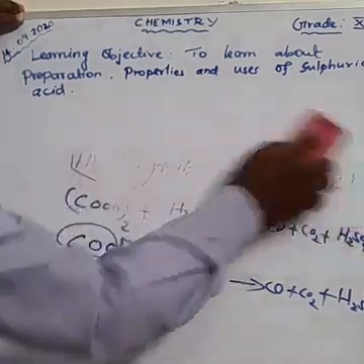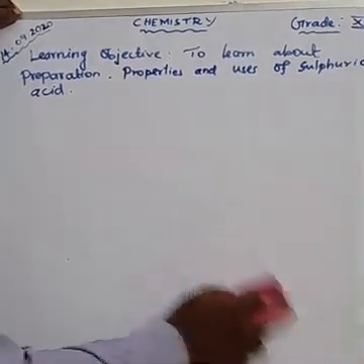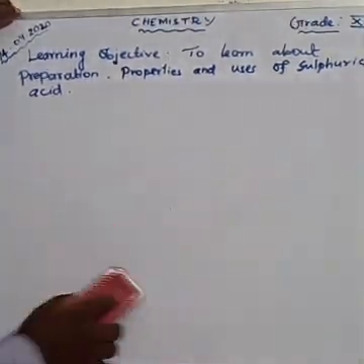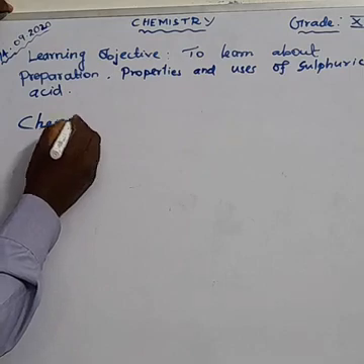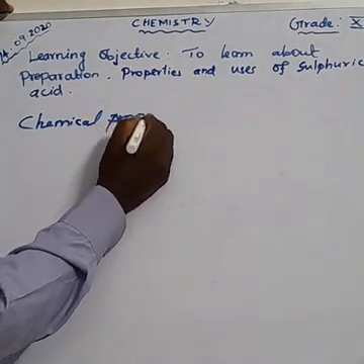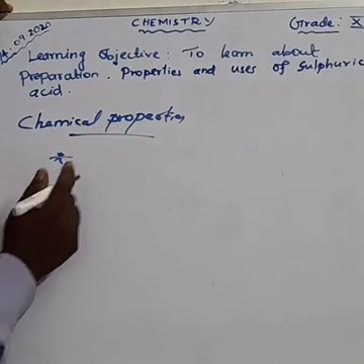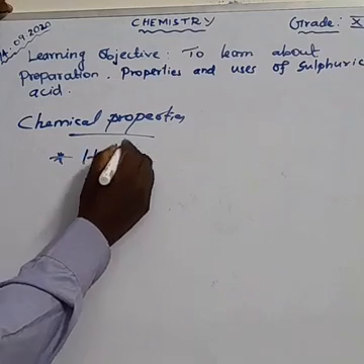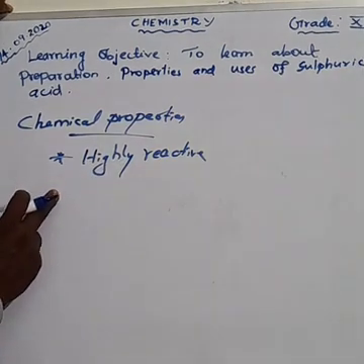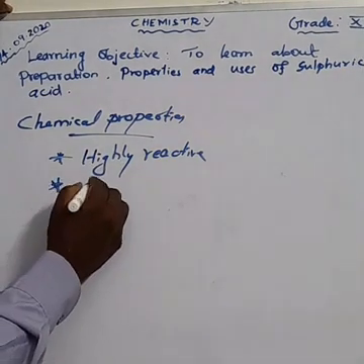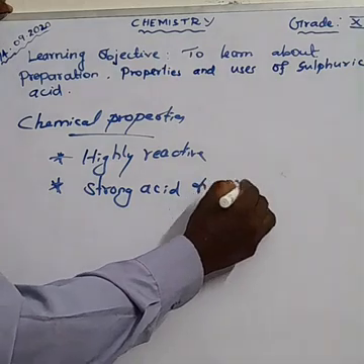What are the chemical properties of sulfuric acid? The first point, it is highly reactive. It is a strong acid. It can act as a strong acid and also as an oxidizing agent.